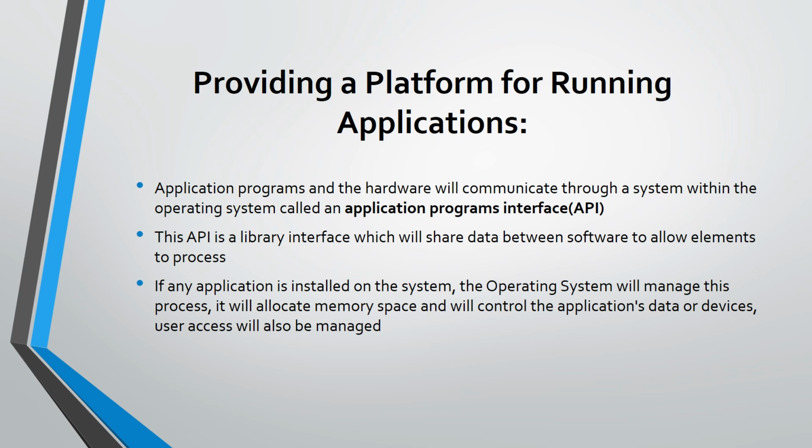Providing a platform for running applications. The application program and the hardware will communicate through a system within the operating system called an application program interface, or API. The API is basically responsible for making hardware and software work effectively together. This API is a library interface which will share data between software to allow elements to process. If an application is installed on the system, the operating system will manage this process. It will allocate memory space and will control the application's data or devices. User access will also be managed.